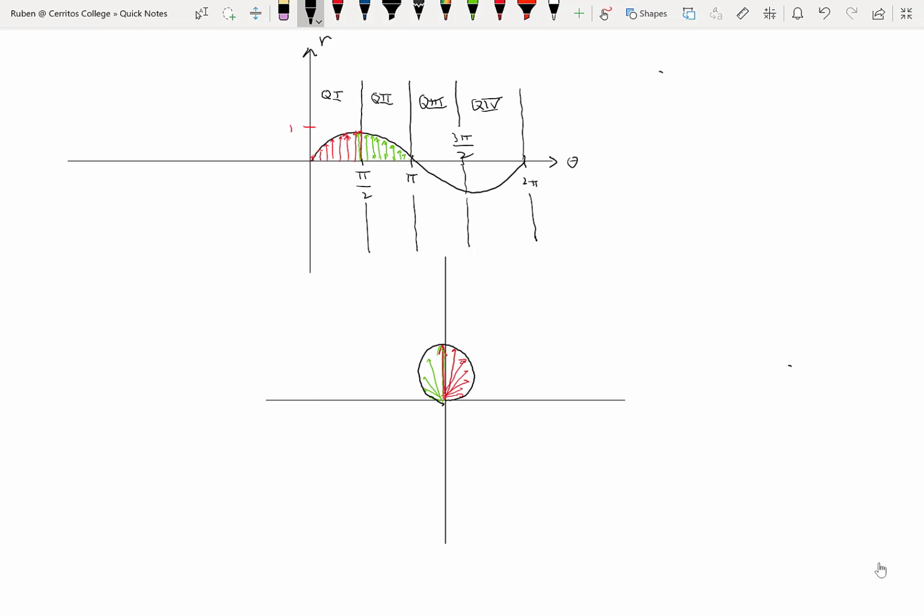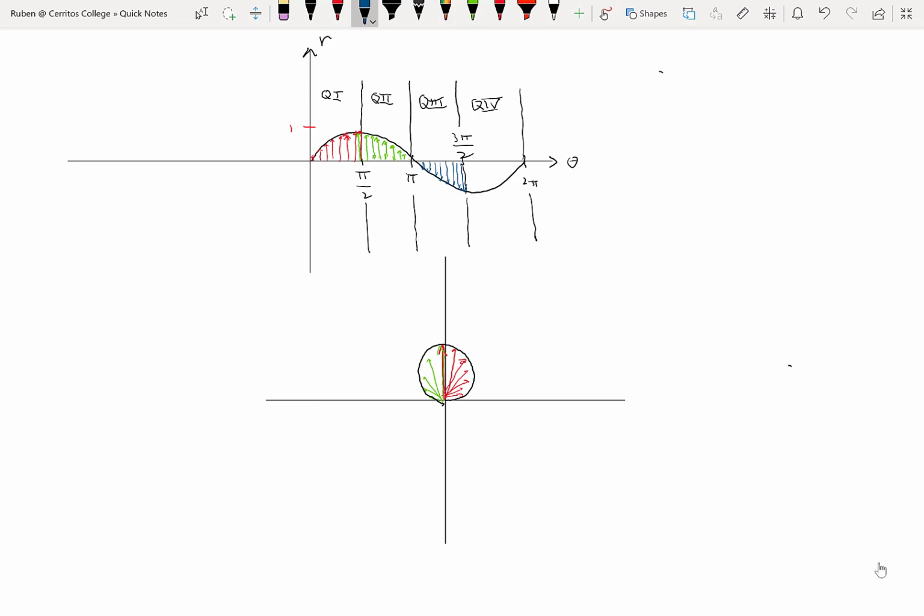We've only looked at theta varying between 0 and pi. Let's see what happens as theta varies between pi and 3 pi over 2 in the third quadrant. As theta varies between pi and 3 pi over 2, the r values continue to decrease from 0 and get smaller and smaller. They're becoming negative now and reach a value of -1 at 3 pi over 2.